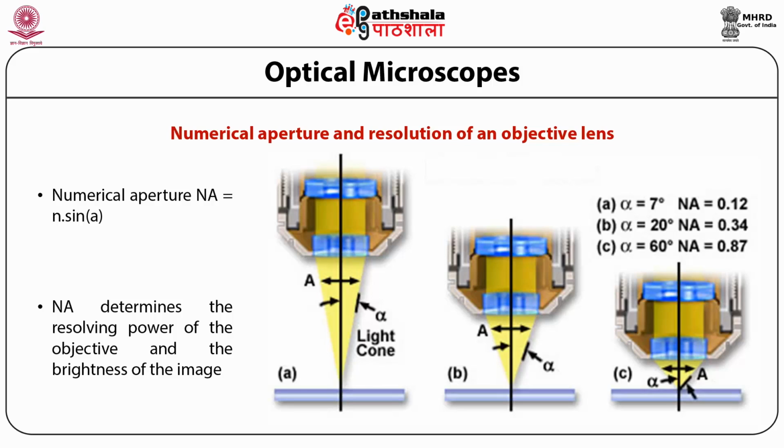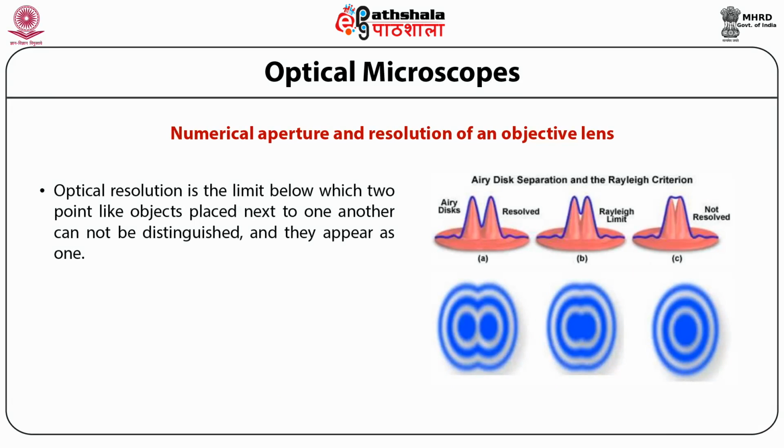And then once you know the numerical aperture of the objective lens, meaning you have got an idea about the angle of the light cone accepted by the objective, that will determine your resolving power. Optical resolution is the limit below which two point-like objects placed next to one another cannot be distinguished, or they appear as one. For example, as shown in this picture, for 2 point-like objects, the light coming from them is described through a function called the intensity distribution function.